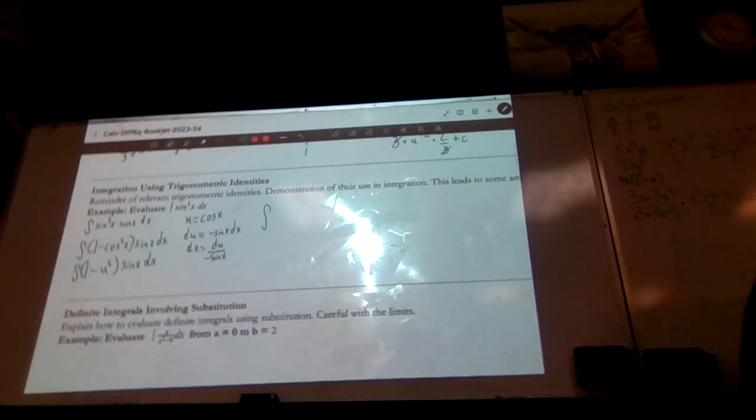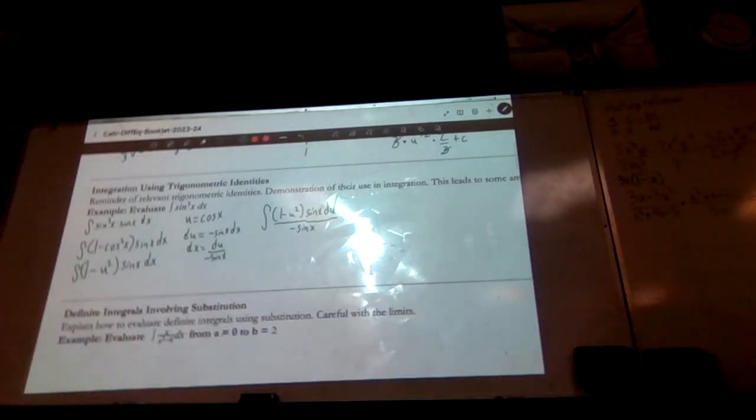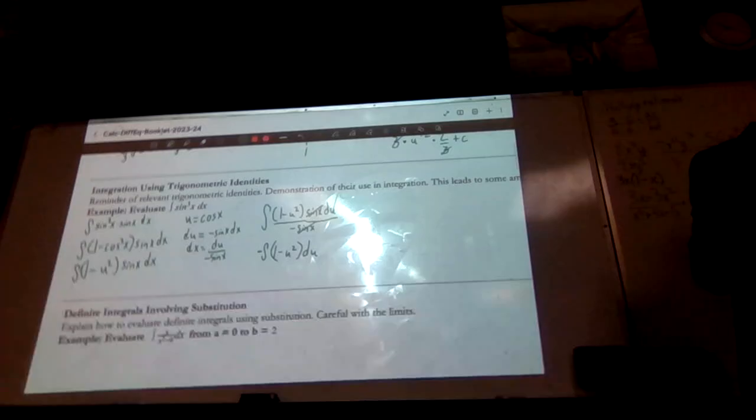Now, we have the integral of 1 minus u squared sine of x du divided by negative sine of x. These are going to cancel, and we're going to be left with the integral of negative, on the outside, I'll just put it on the outside for now, 1 minus u squared du. Then we integrate this.